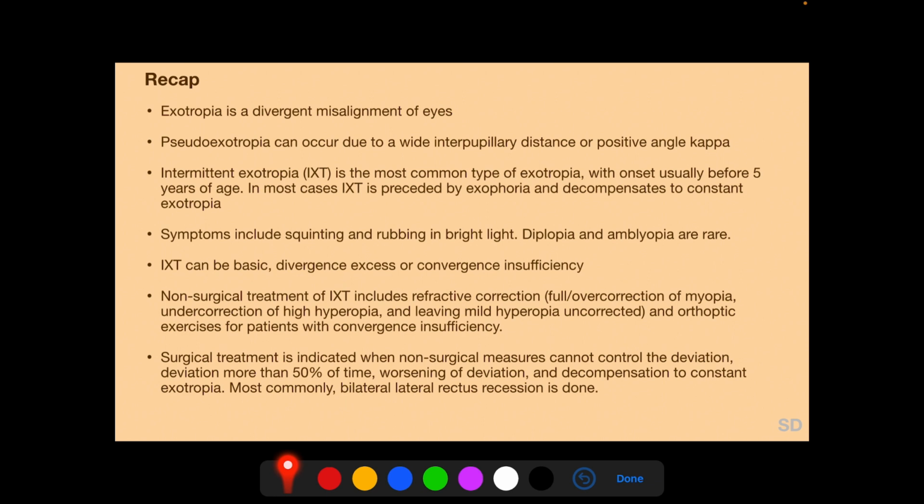Surgical treatment of intermittent exotropia is indicated when non-surgical measures cannot control the deviation efficiently, when exotropic periods occur more than 50% of waking hours, when there is worsening of the exodeviation with passage of time, and when the intermittent exotropia decompensates to a constant exotropia. Most commonly, bilateral recession of lateral rectus muscle is done.